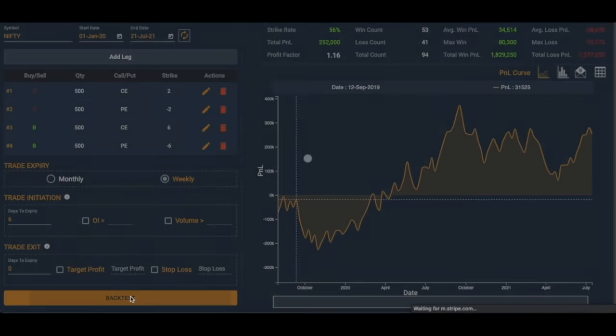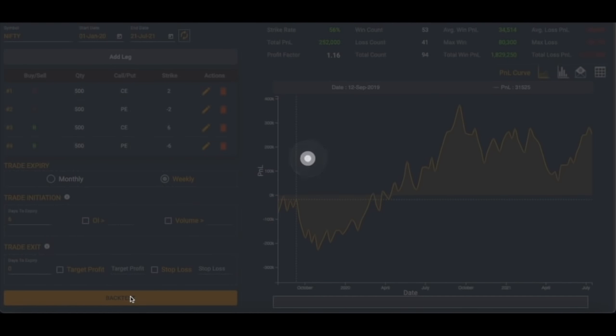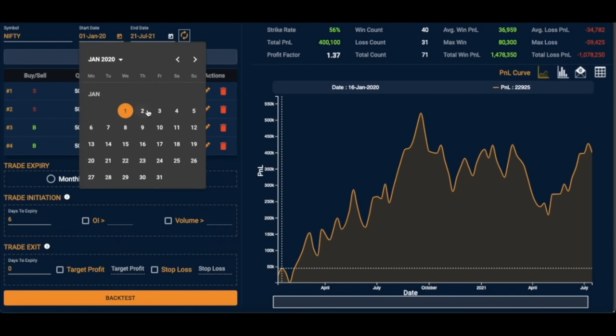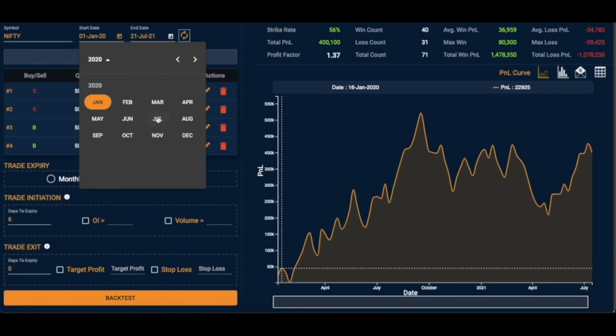Now let's check out how this would have performed if I had executed this just before the COVID crash in January 2020. The return should be slightly higher. Okay, here are the results. Here I would have made 4 lakhs profit, which is slightly more than the short iron butterfly, as there I would have made a profit close to 3.81 lakhs. Here my strike rate is 56% and my profit factor is 1.37. My maximum profit in 1 week would have been 80,000 compared to the maximum loss of 59,000. This already discounts both the COVID crash lower circuit and the follow-up rally. Now let's see what would have happened in the last 1 year.